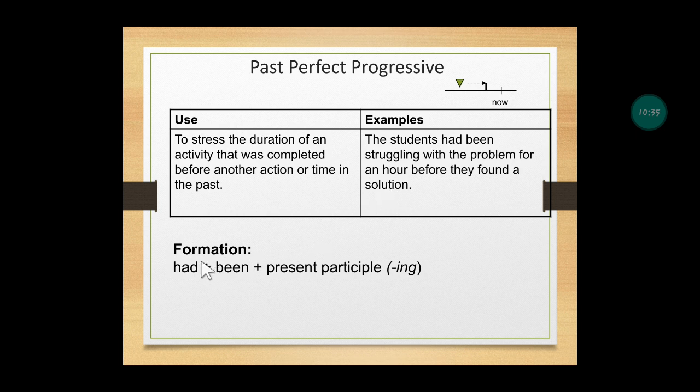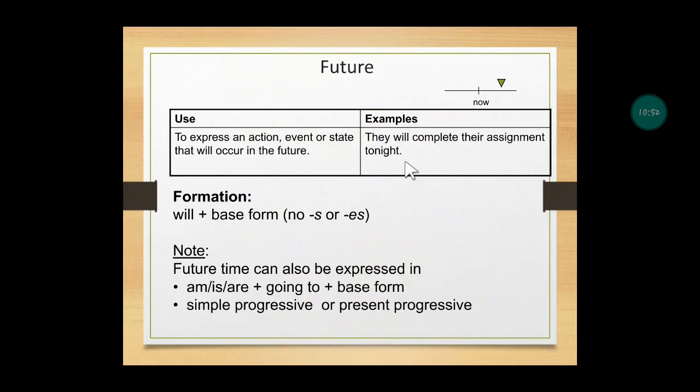So what is the formation of the past perfect progressive tense? We use had plus been plus the present participle ing form. So had, the students had, plus been plus the ing form of the present participle.